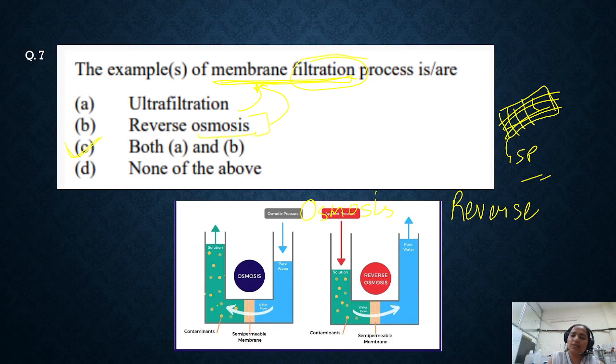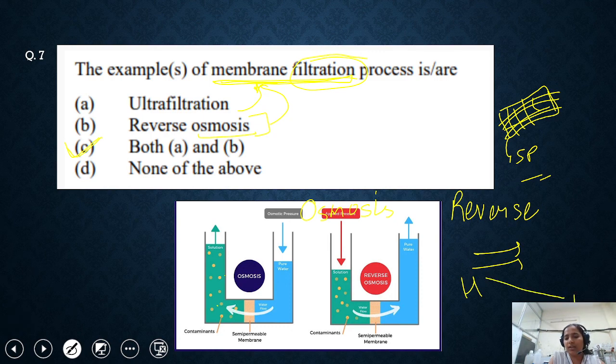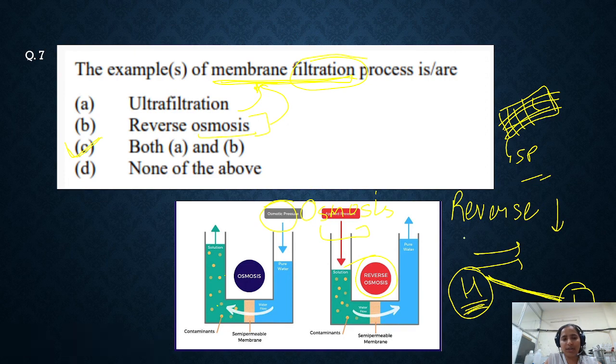Normally, movement will occur if there is a difference in level, for example if there is something at a higher temperature and another thing at a lower temperature. Sorry, not just temperature: if it's concentration, temperature or pressure, the movement will occur when there is a difference. In osmosis this occurs at normal pressure, but in reverse osmosis you have to apply pressure from the outside, and after that the separation will occur. Okay, so the answer is C.